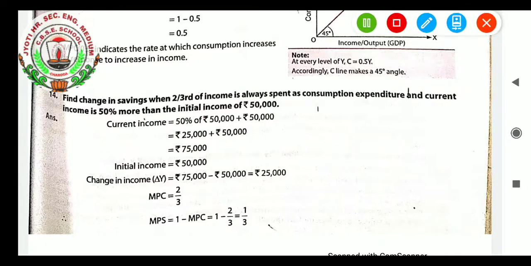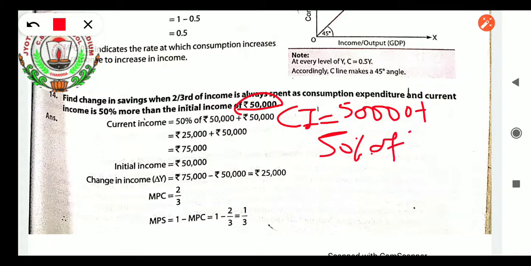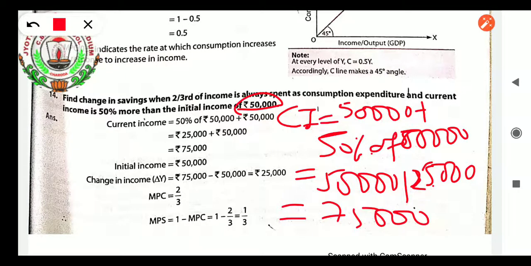First of all, we will take the actual current income. It is not 50,000; there is a further 50% increase. So the income is 50,000 plus 50% of 50,000. 50% of 50,000 is 25,000. So it is 75,000. Have you understood?